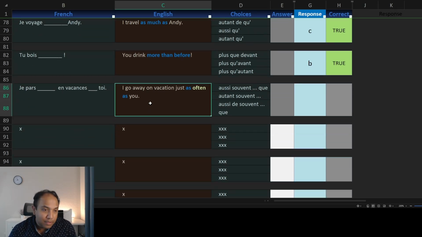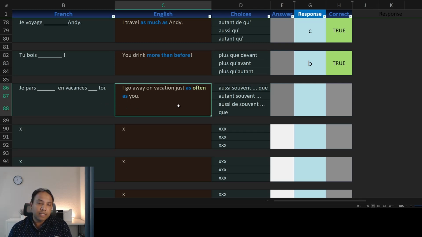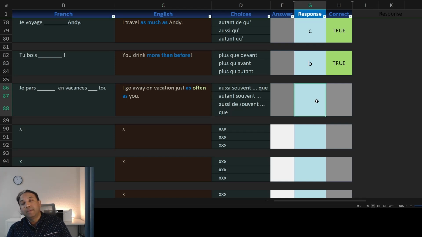Thank you for sticking with me so long and watching me struggle through all this, but I hope you're learning something. Je pars blank en vacances blank toi. I go on vacation just as often as you. So it's going to be as often, right? It's an adverb. Often is souvent. Just as often, so we're going to do aussi souvent. It's not going to be aussi de souvent. So A is our answer.